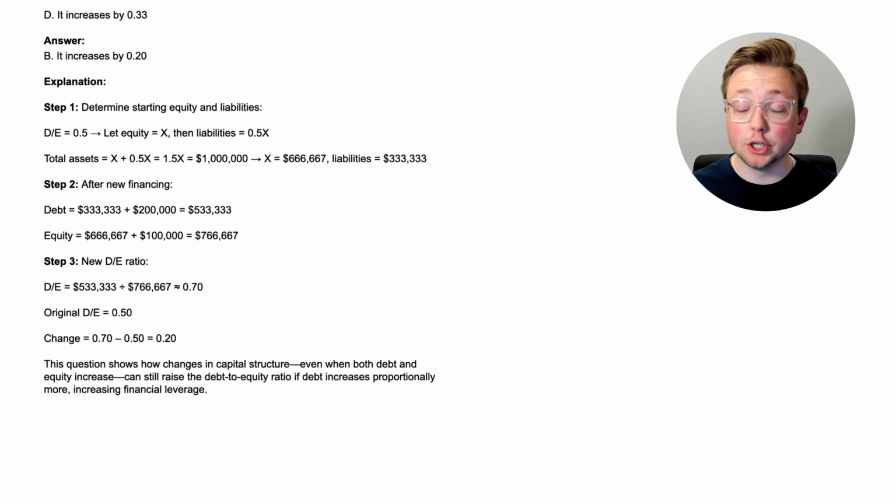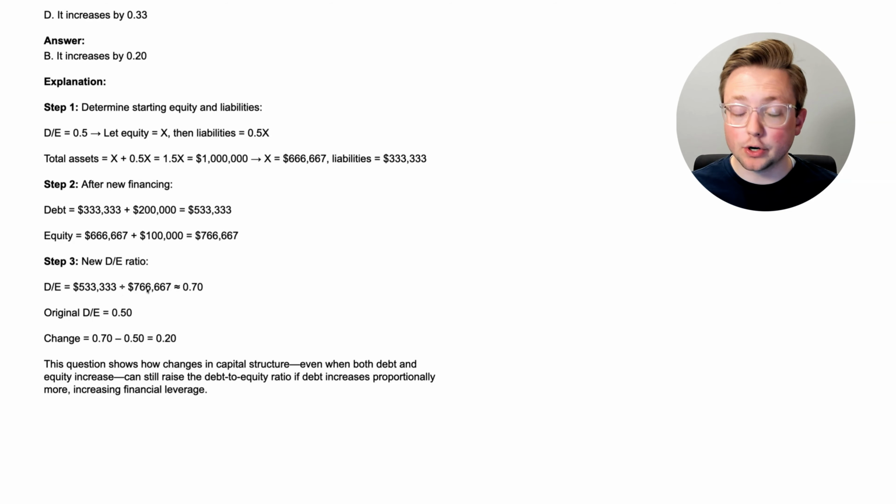Okay, so now that we know the original equity and the original liabilities, we can figure out what the new debt to equity ratio is when there's the new financing. So the debt is now the original $333,333 plus the new $200,000. So we have $533,333 of debt. Now, what about equity? Equity increases by $100,000, leaving us with $766,667 of equity.